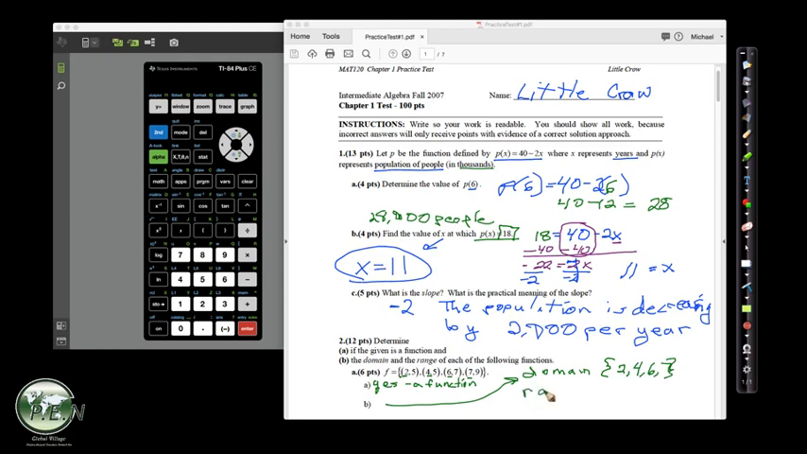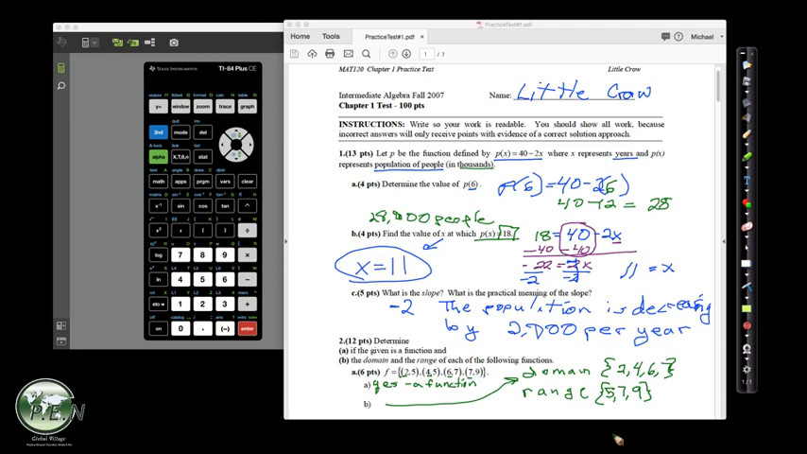The range is all the y values, and if there's a repeated y value, I don't have to list it again. So I've got 5, 5, I only have to list that once. There's a 5. And we should put it in order from smallest to largest, but if we don't, it's not necessarily wrong. It just might look different. That's okay, different's good. We need diversity, we need variety, and that's it. That's our domain, that's our range.